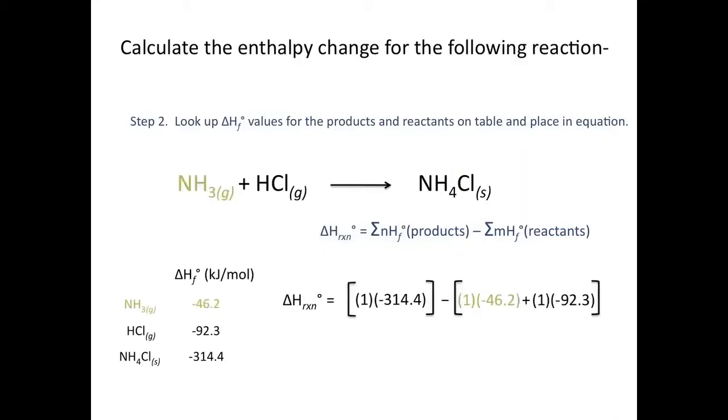On the reactant side, we have 1 mole of ammonia multiplied by the delta H of formation value for ammonia, negative 46.2 kilojoules per mole, and also 1 mole of HCl as a gas, which we multiply by its delta H of formation value, negative 92.3 kilojoules per mole. We then take the sum of the values for the products multiplied by their coefficients and subtract the sum of the values for the reactants multiplied by their coefficients, and come up with the delta H of reaction equal to negative 196 kilojoules per mole.